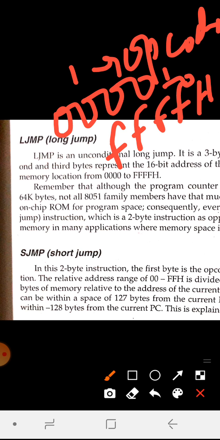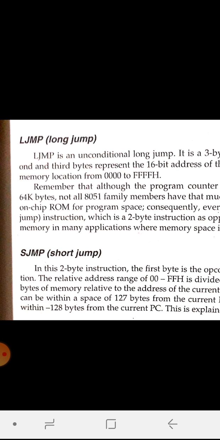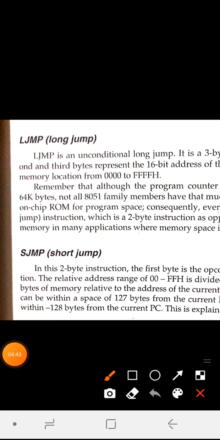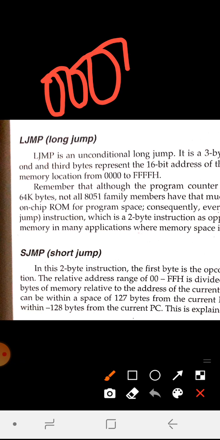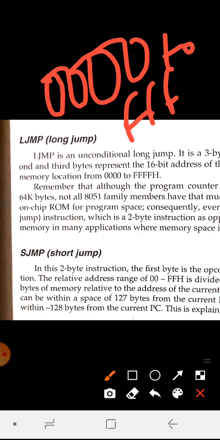Right. So we know the 8051 microcontroller can have 64 kilobytes of on-chip memory. But not all the 8051 family members have this 64K bytes. For example, the original 8051 had only 4 kilobytes. So when we are saying LJMP, nothing but long jump, here we will be using 2 bytes of address for the target. So the target where your jump is present can be accessed between 0000 to FFFFH, based on the program memory, which may be less than 64K.